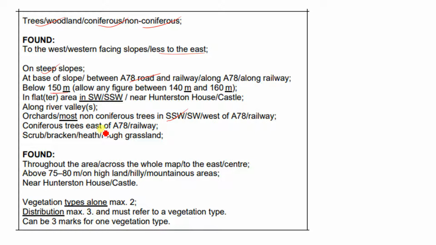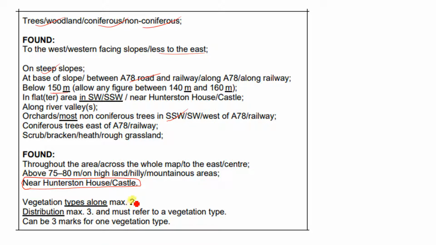Now, coniferous trees is east of the A78 road, so they use the A78 road as a reference point. We didn't mention scrub because we can't really see that clearly. Throughout the area, across the whole map to the east and center, you see near what? They give relative location to an area, which is very important. So you can use an area in relation to your calculations and to describe where you can find those vegetation.